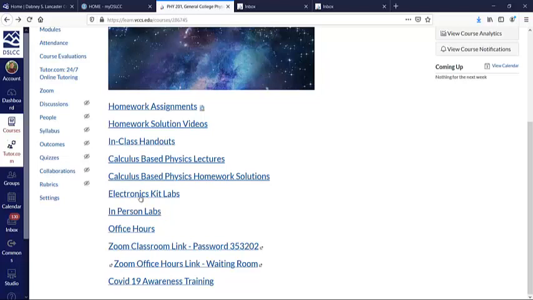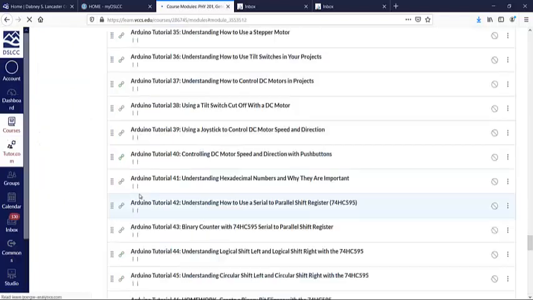The next thing is part of the labs. You'll be given an electronics kit the first lab time that you have. And you'll take those home and you'll work on those projects. So let me just click on this. I haven't completely got it set up yet, but I don't need to. I'm just getting it done as time goes along.